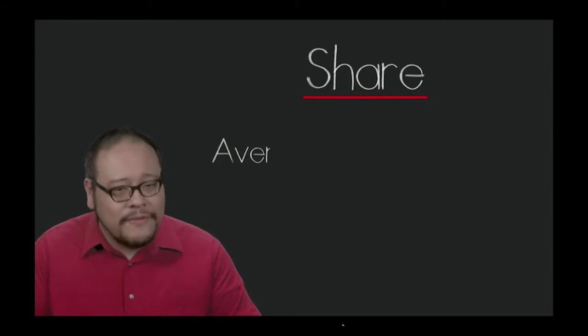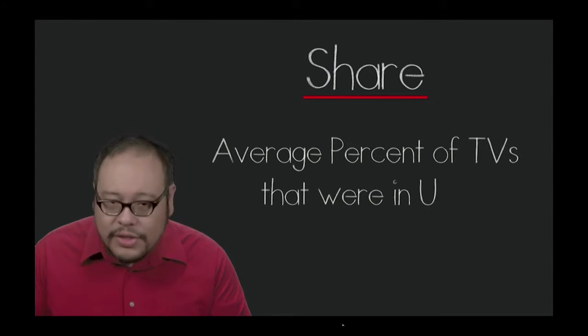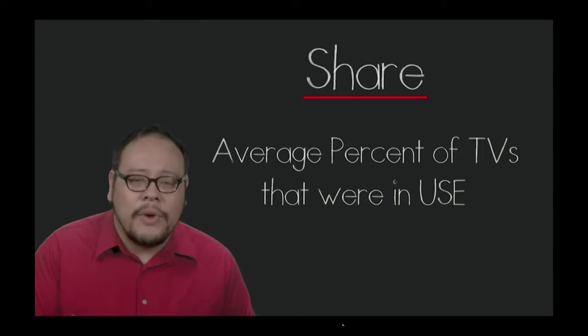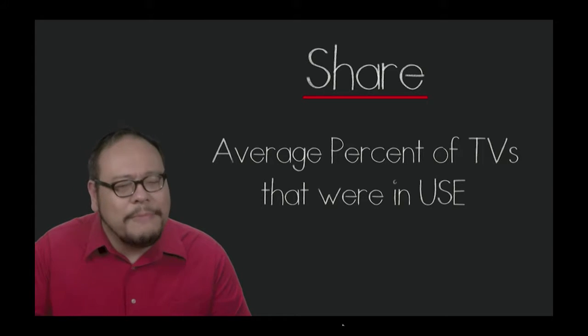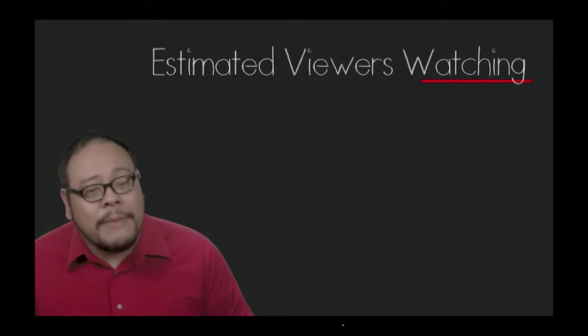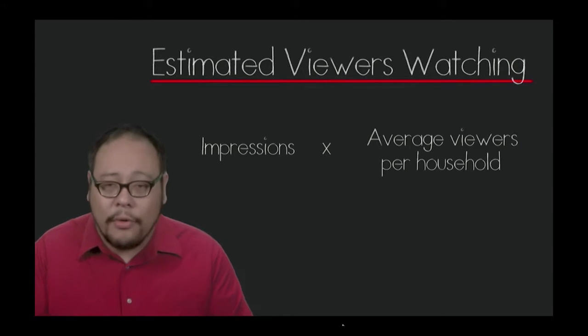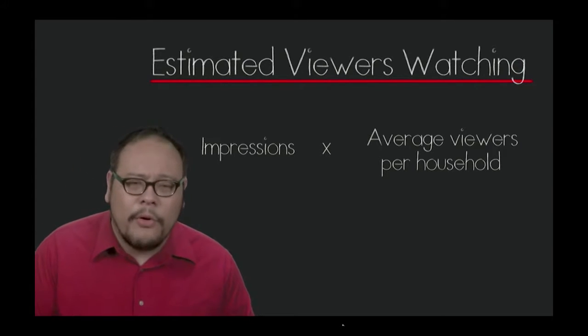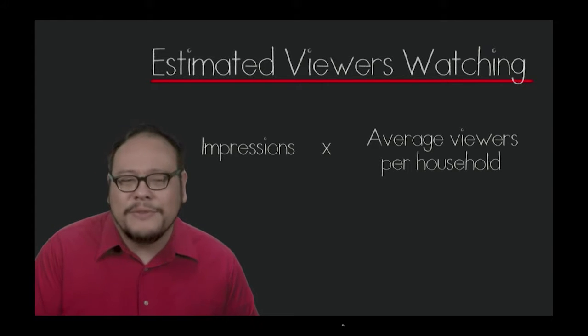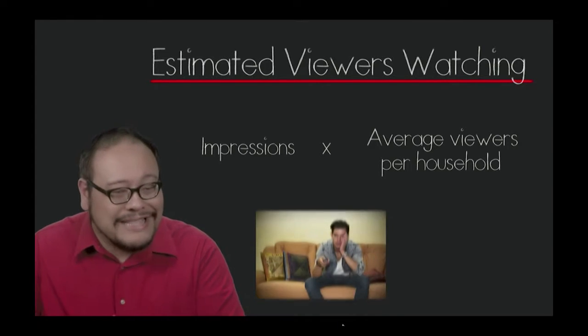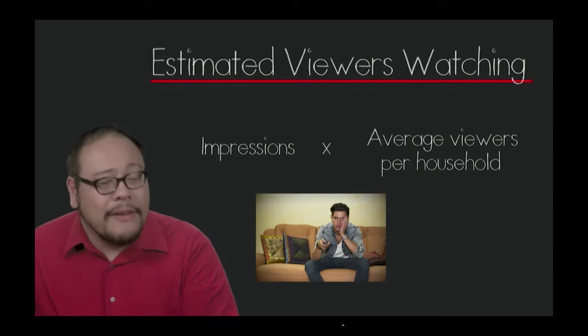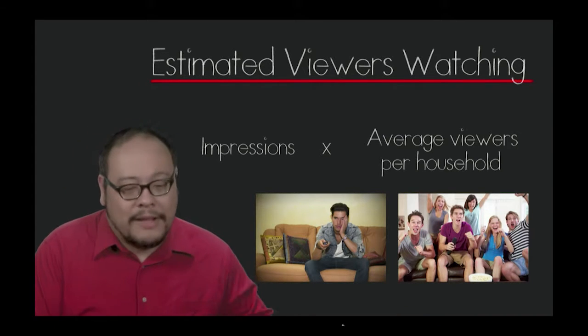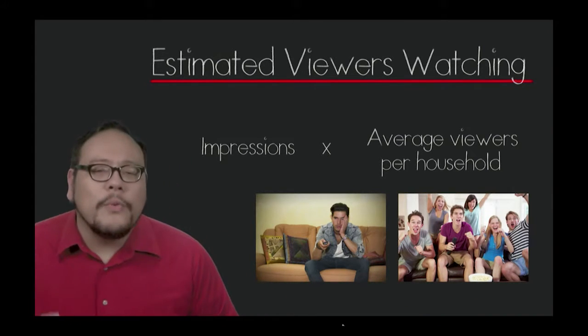The second part is the share. That is the percentage of televisions that were in use during the time we're trying to measure. The share will always be higher than the rating. Viewers watching is an estimate based on how many people are watching per household. Now, this can vary from program to program. Imagine the difference between viewers per household of a latest guilty pleasure reality show versus an event sports game like the Super Bowl.